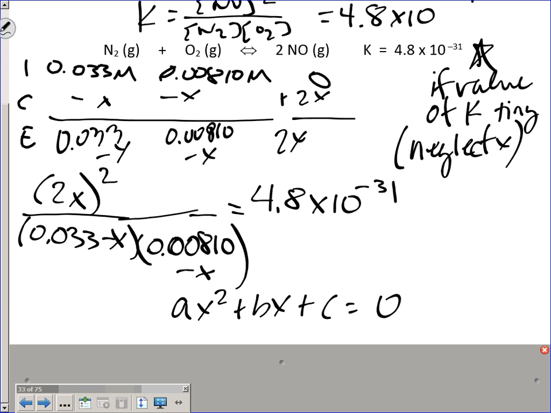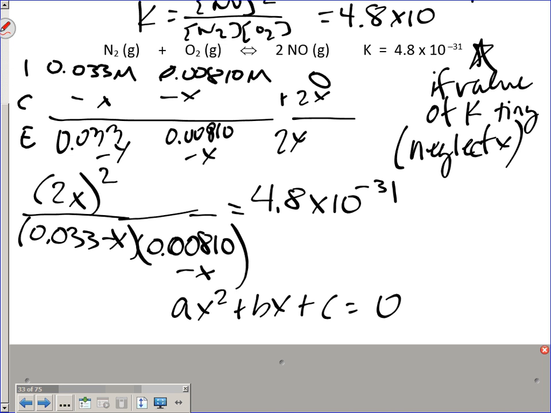Okay, so this is the problem. If you get into a place where you have to do a quadratic equation, double check and ask, is my k value really tiny? If it is, it's likely that the x being subtracted here is so negligible, it's basically 0. Basically 0 still will have a value, and that's what we'll solve for.